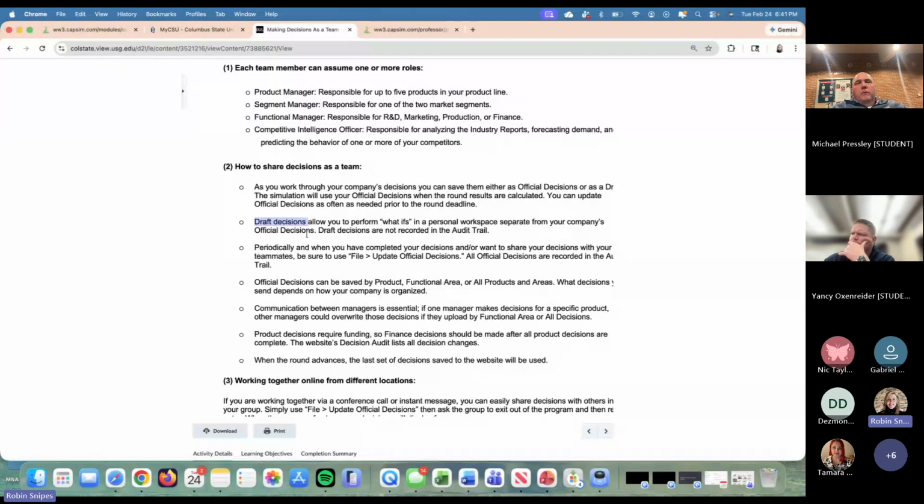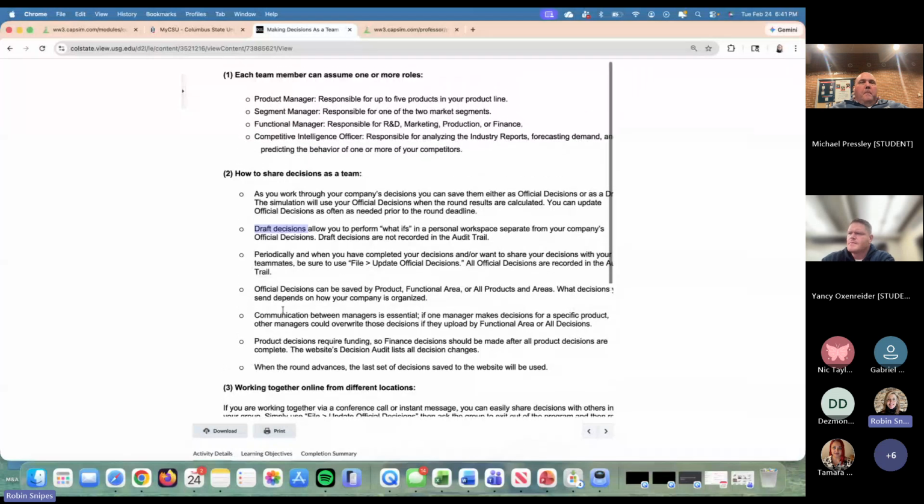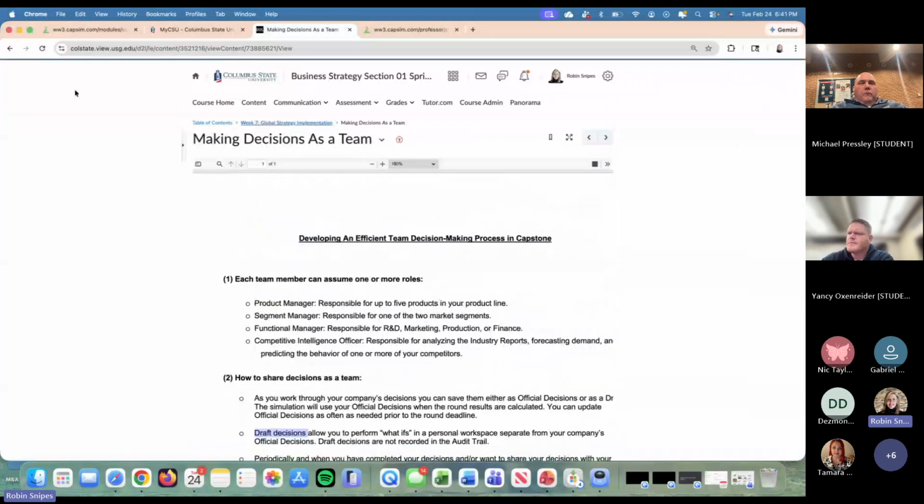And only when the team agrees on which direction, which decisions are best, do you have someone enter those decisions and upload them as official decisions for the entire team. I'm going to show you how to do that once we go in there. But there are a couple of other recommendations that I have for you about that.